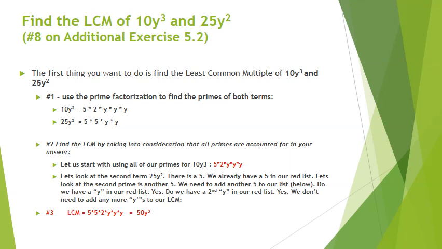Do we need to add another 5 in our list? Yes, so now we have 2 5s. Okay, so let's look at 25y squared, and then we have a y. Do we already have a y? Yes, we already have a y in our red list. Do we have a second y? Yes, we already have a second y in our red list. So we don't need to add any more y's in our LCM. So our least common multiple is 5 times 5 times 2 times y times y times y. When you multiply them, that comes out to 50y to the third power.